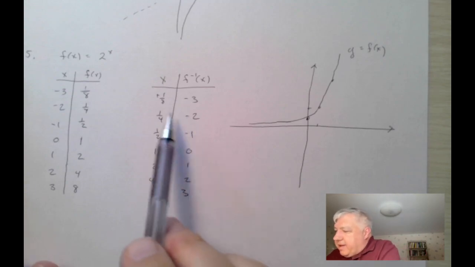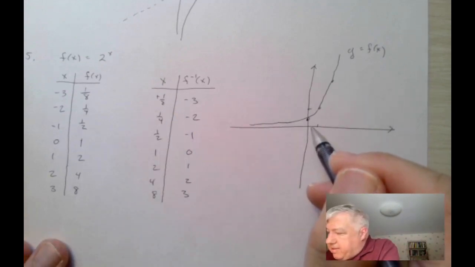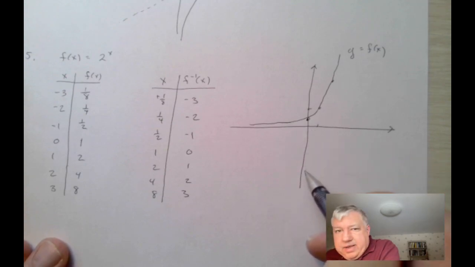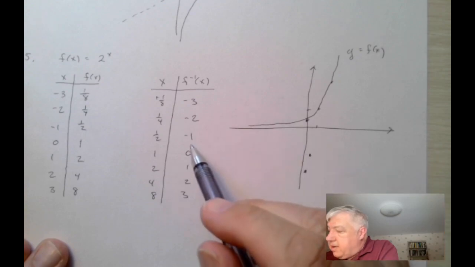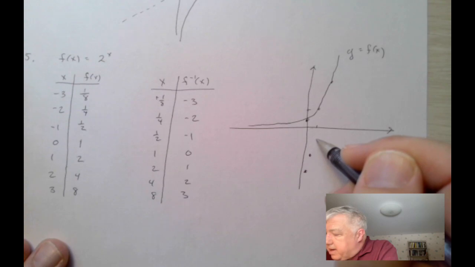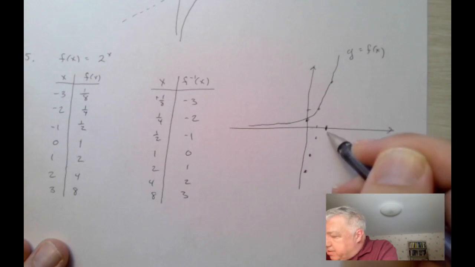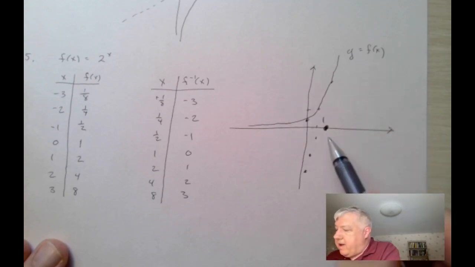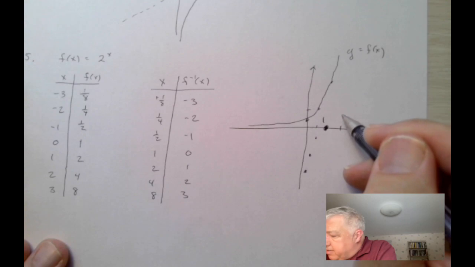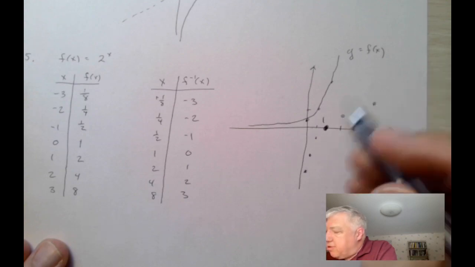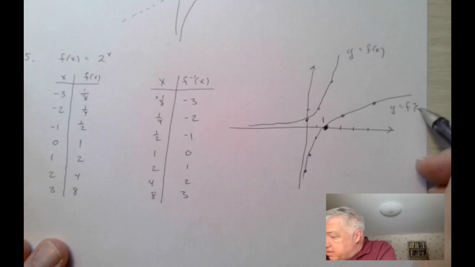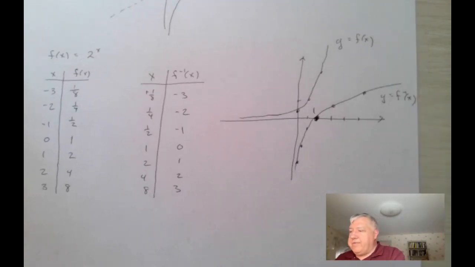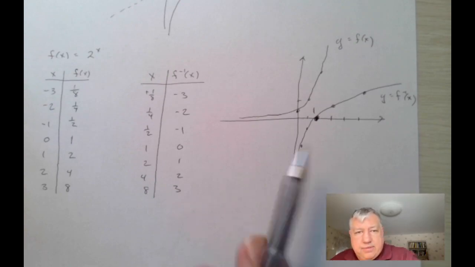If we plot these points, like when x is 1/8 and y is -3, that's going to be way down here. When x equals 1/4, that's still going to be very close to 0, but now we're at -2. At 1/2, we're at -1, and then at 1, we're at 0, and then we have 2, 1, 4, 2, and so on. And so what's going on is the curve of the inverse is going to look like this. So we have the symmetric thing going here.